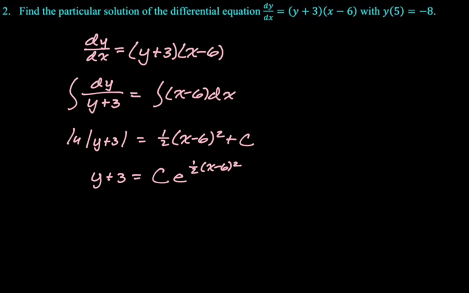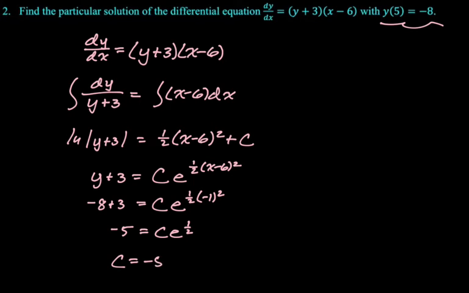All right, we've got to solve for c. So y of 5 is negative 8. Plug in. We get negative 8 plus 3 is c times e to the not 0. Usually it's to the 0. In this case, it's to the 1/2. So we have negative 5 is equal to c e to the 1/2. If I divide both sides by e to the 1/2, it's totally fine to say that c is equal to negative 5 over e to the 1/2. I prefer to bring that e up to the numerator as e to the negative 1/2. So I will say c is negative 5 e to the negative 1/2.